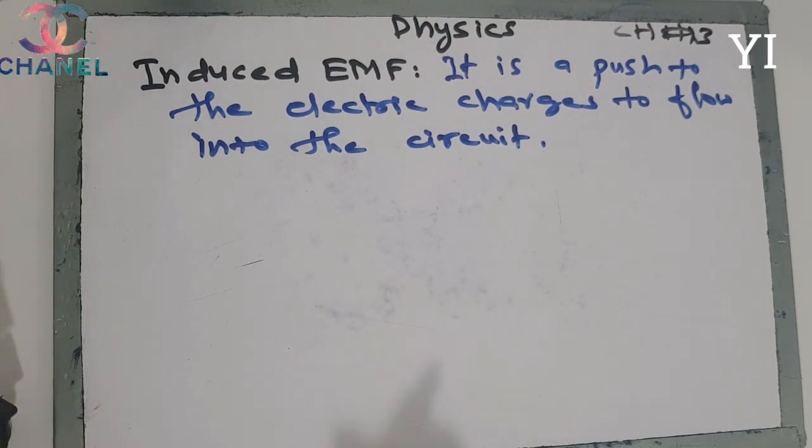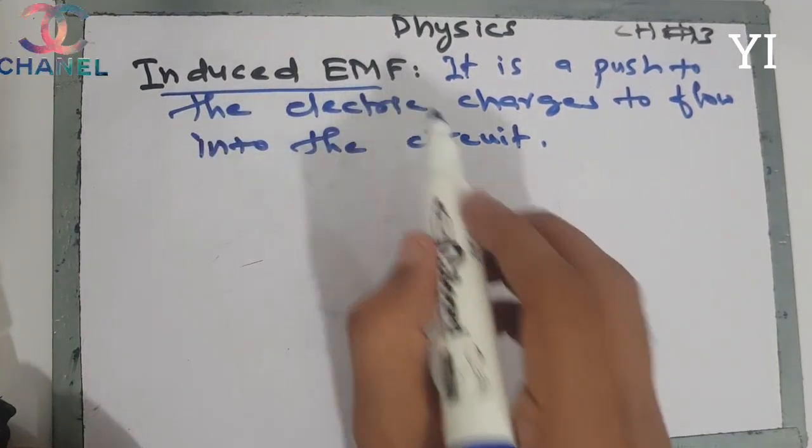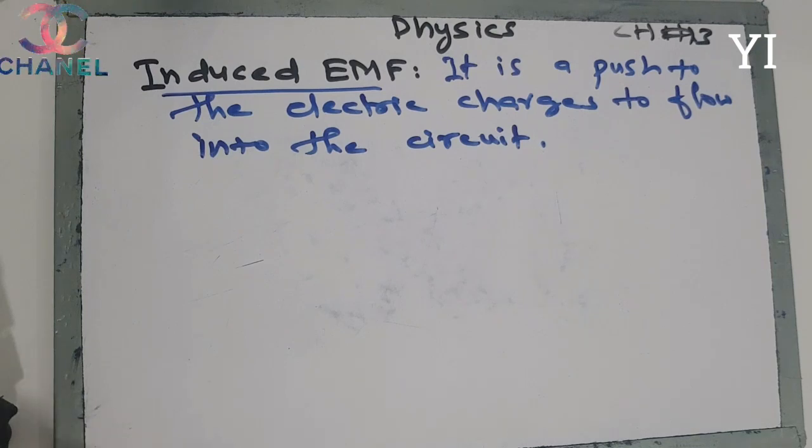When we connect the bulb with the battery, students, have you seen that the charges start to flow from the battery? But have you ever understood what is the force that induces that charge to flow from the battery to the circuit? Let us write that it's EMF, and that is the force that pushes the electric charges to flow into the circuit.